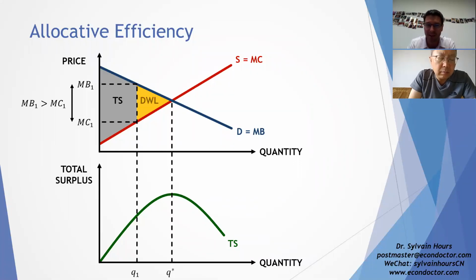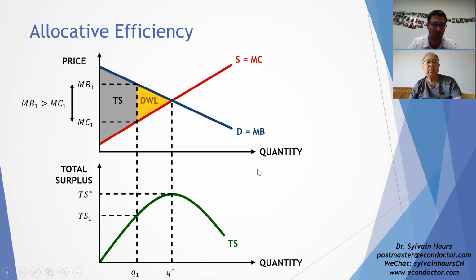Can we identify the deadweight loss in the bottom diagram? Yes. This is the maximum possible surplus, TS star. This is the total surplus that is generated when we achieve allocative efficiency. This is the total surplus that is generated at Q1. The deadweight loss is just the difference between the two.